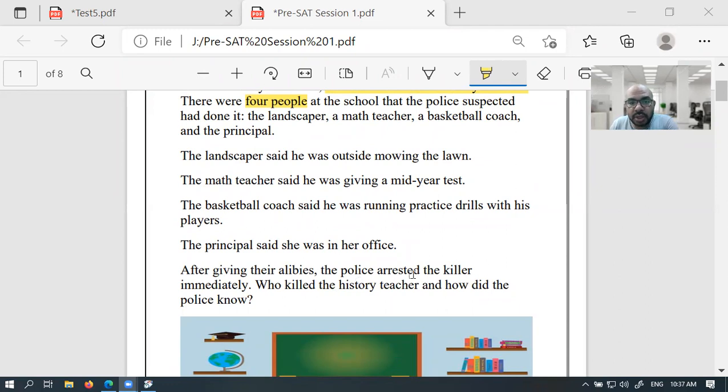After giving their alibis, the police arrested the killer. So when they gave their testimony, when they said these sentences, the police arrested the killer. Once they said these words, immediately. So who killed the history teacher and how did the police know?